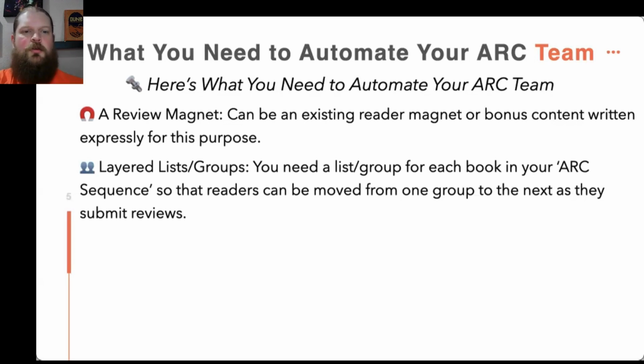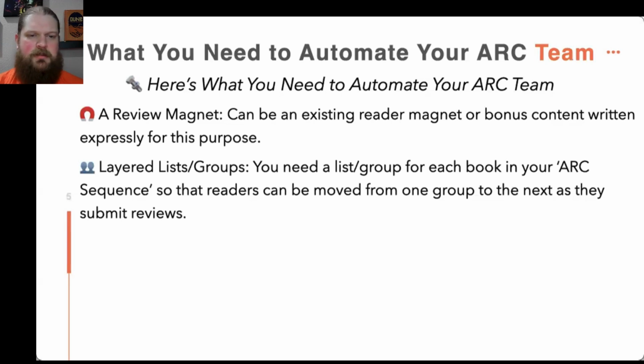But you will need some groups or lists to be able to move readers around and say, okay, these are the people who have received the review magnet. Once they submit a review, they go into another group because I want them to be treated differently. I want them to get a different email automation sequence, or I want that to trigger some sort of automation. Or I want them and only them to have access to this restricted BookFunnel landing page to download the next book, right? So lists and groups will be necessary.